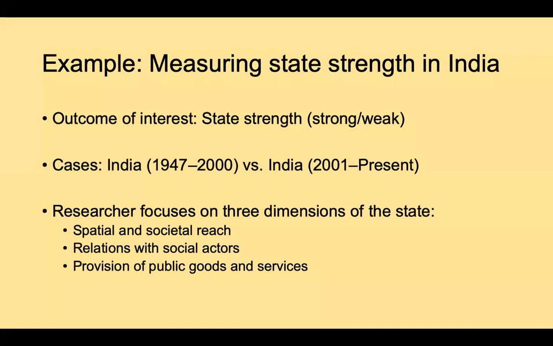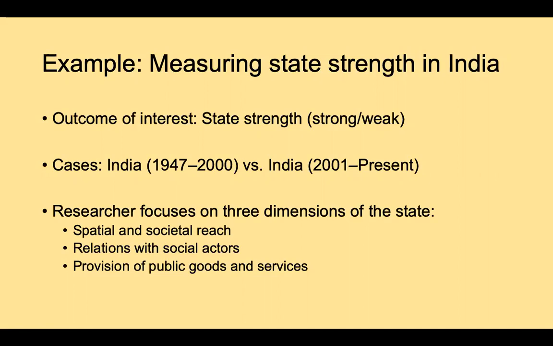These are two time periods that roughly correspond to two different outcomes. And what we'll take a look at is three dimensions of the state in these different cases. Those three dimensions are the ones that we identified as part of our measure just a moment ago. And they are, to remind us, spatial and societal reach, relations with social actors, and the provision of public goods and services in the form of security.